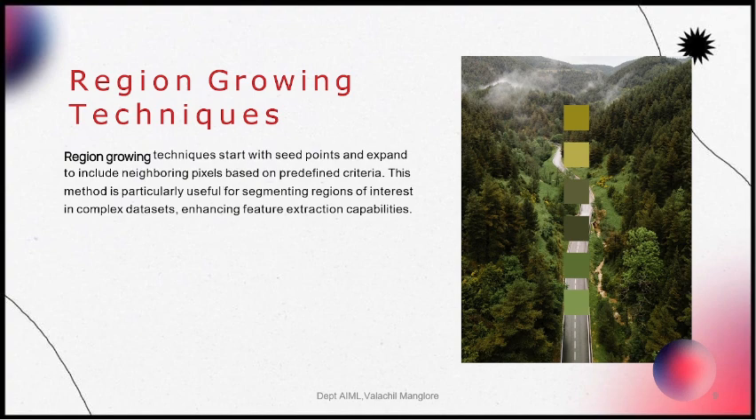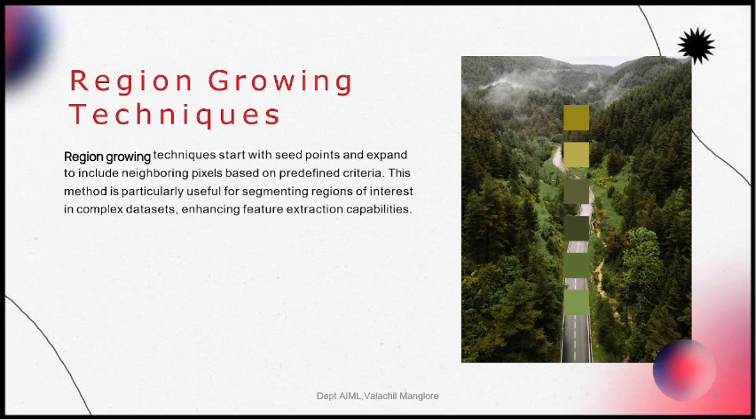Region growing technique starts with seed points and expands to include neighboring pixels based on predefined criteria. This method is particularly useful for segmenting regions of interest in complex datasets, enhancing feature extraction capabilities. Region growing can be used, for example, on a forest image. We have considered an example of the region growing technique.